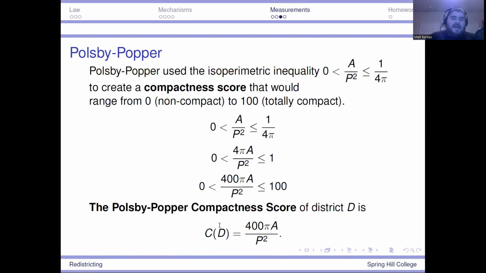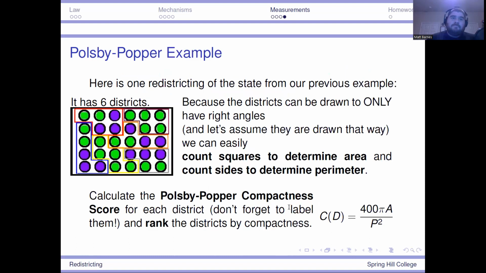So the Polsby-Popper compactness score of a district is 400 times pi times the area all over the perimeter squared. So this is the formula we're interested in. And this is going to give us a number between 0 and 100. If it gives you something else, you done goobered, right? It's got to be between 0 and 100. Now, it could be 100. It'll never be 0, but it could be close to 0. So we can look at this and we can figure out how compact a district is.